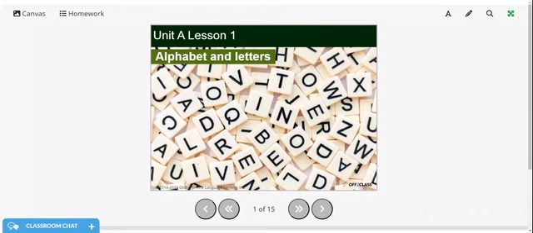Robin, and welcome to Unit A, Lesson 1, Alphabet and Letters. This course is for brand new English learners, so if you have no knowledge of English, this is a great starting point.